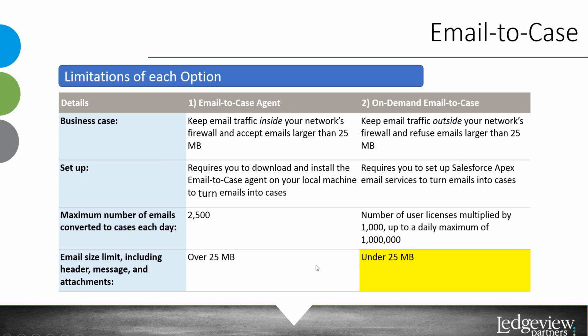The other difference is attachments. If you're going to be receiving a lot of large attachments, you'll want to look to install that agent on your server. If you're getting large pictures or large videos from partners or customers, you'll want to look at installing the agent because it handles over 25 meg. So those are just some things we want to point out.